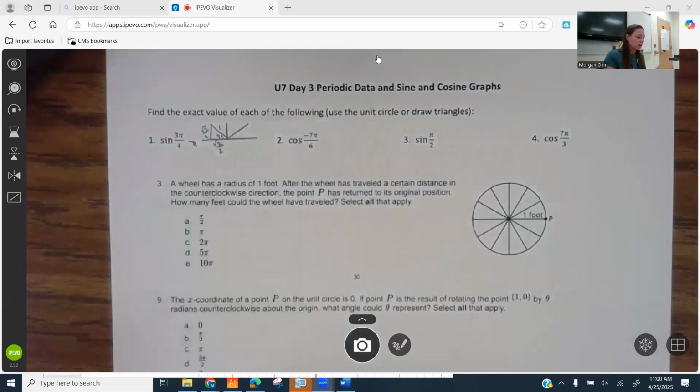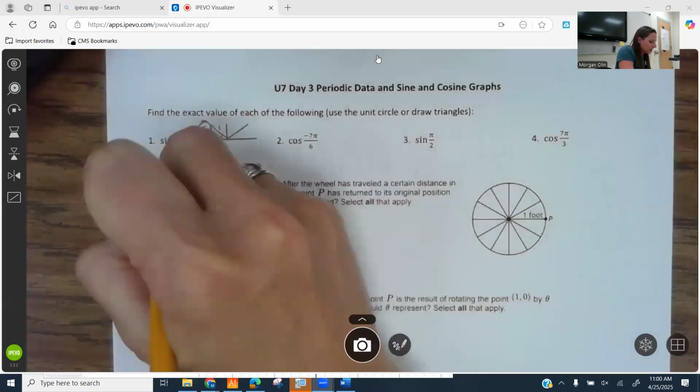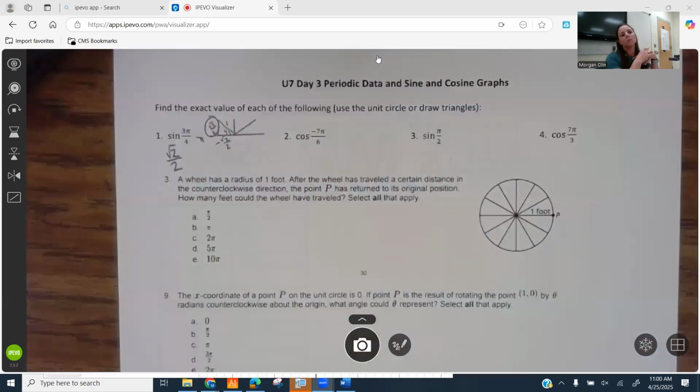Okay, now the only thing is I'm in the second quadrant, so what's negative? Well, the x is negative, not the y. So here, the answer is just square root of 2 over 2. If you plug that into your calculator, you're going to get some type of decimal, and I think it was like 0.7 something.